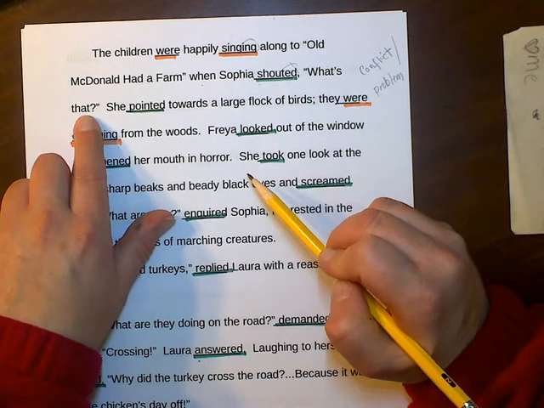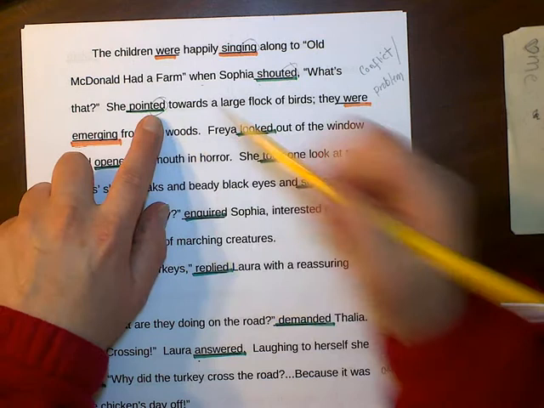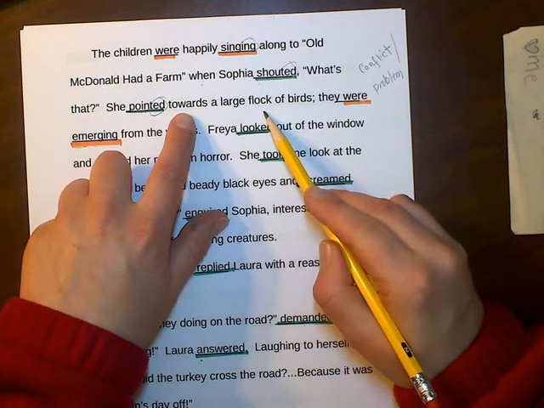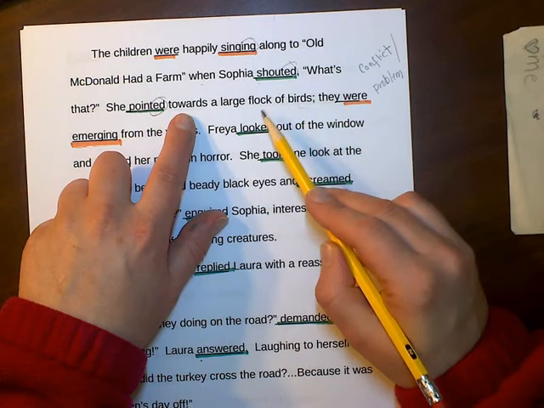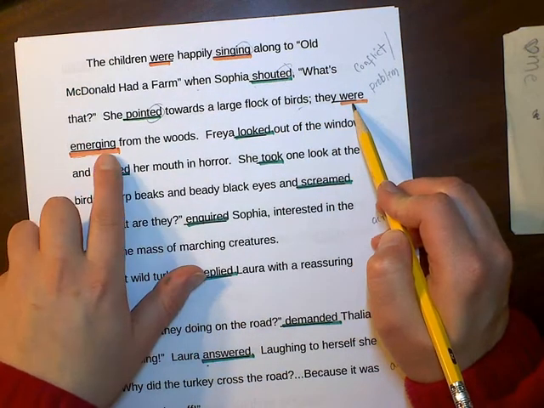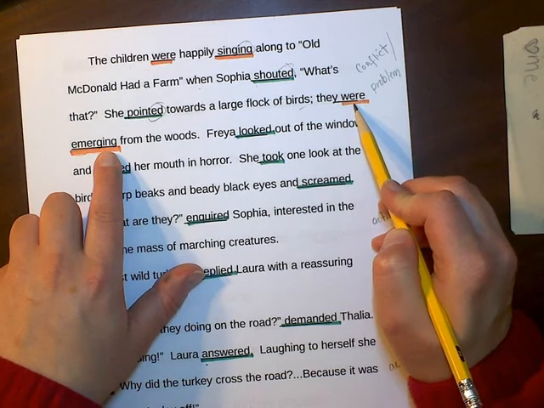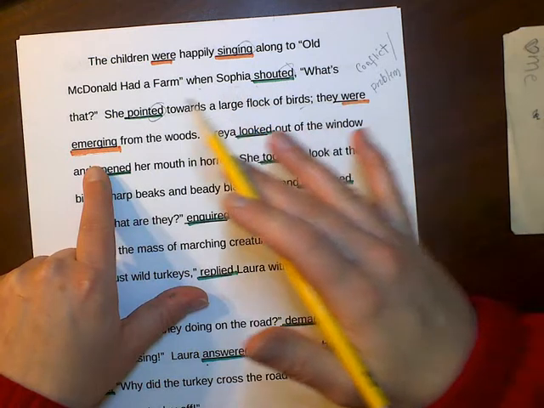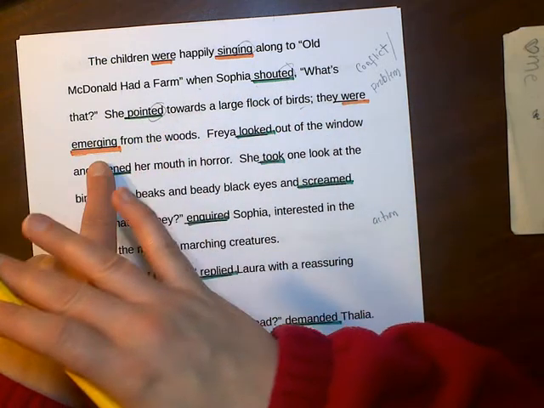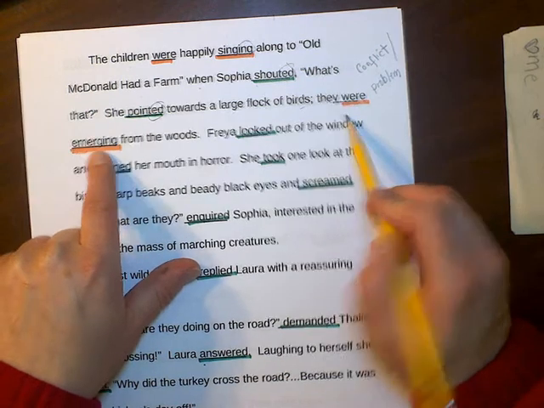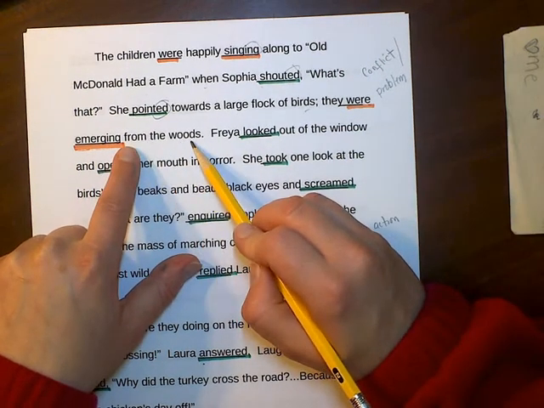What's that? She pointed, simple past, happened one time, she did it, towards a large flock of birds. A flock is a group of birds. They were emerging, ongoing activity, right? You don't do that quickly like that. They were emerging slowly over a few minutes. That means coming out of the woods. They were coming out. They were emerging from the woods.